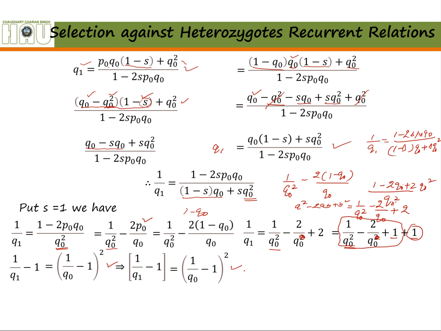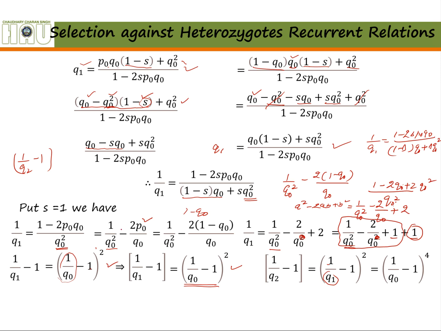And if I want to find out, in the next generation, the value of 1/q2 − 1, this can be written as (1/q1 − 1) whole square, if you use this analogy. If I substitute the value of 1/q1 − 1, which is (1/q0 − 1) whole square, it becomes raised to power 4.